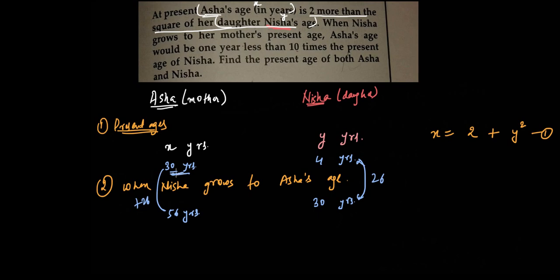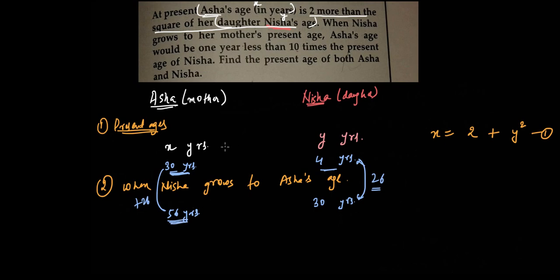So what I did, I just assumed that Asha's initial present age was 30 years and Nisha's present age was 4 years. So it says that when Nisha's age becomes 30 years, what is the difference between their ages? 26 years. So I'll add 26 to the present age of Asha to get the total age after 26 years, which will be equal to 56 years.